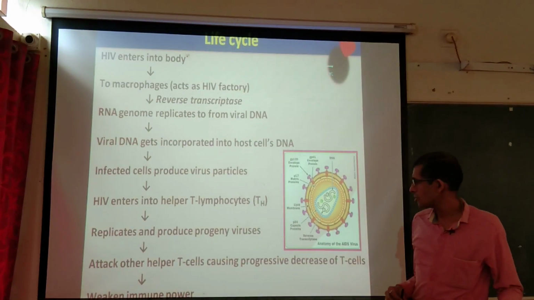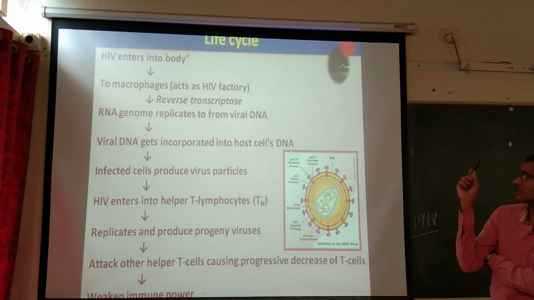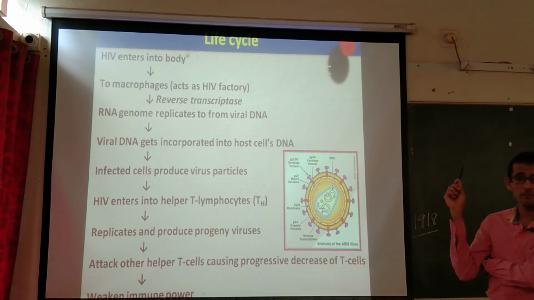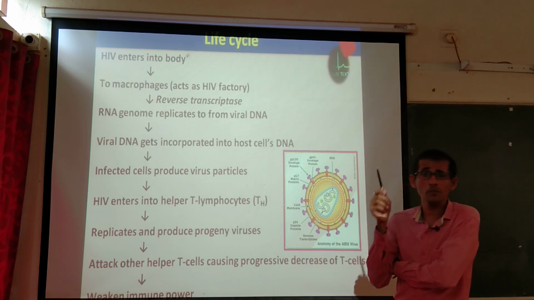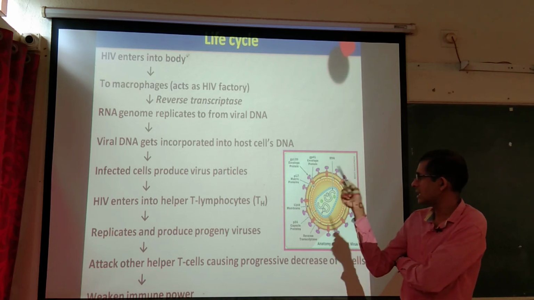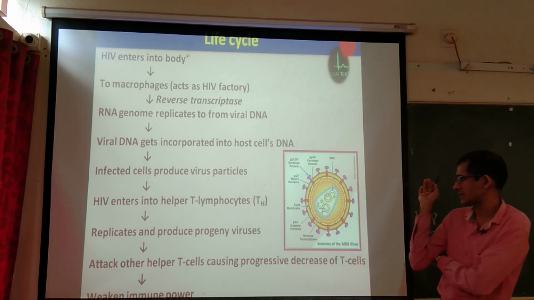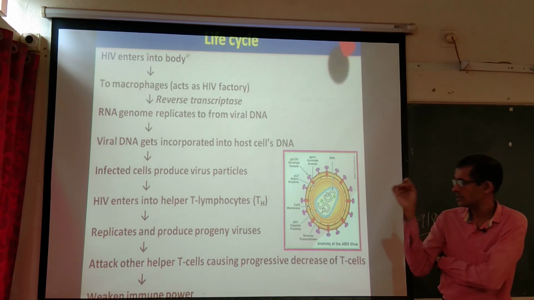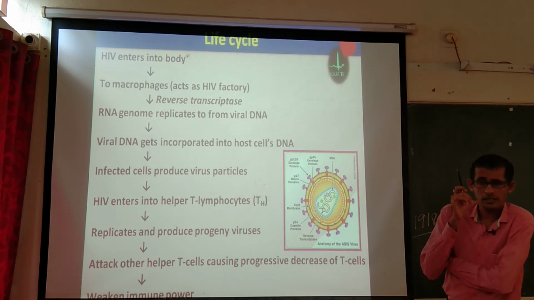Then life cycle. In the last class I said about this one. So, HIV enters the body, macrophages act as HIV factory, and using the reverse transcriptase enzyme, reverse transcription happens. As a result, the RNA genome of HIV replicates to form viral DNA. Then viral DNA gets incorporated into host cell DNA. Then what happens, the infected cell produces viral particles. HIV enters the helper T cell, that is helper T lymphocyte. Then it replicates and produces progeny viruses in the helper T cell, and helper T cell inactivation will be there.